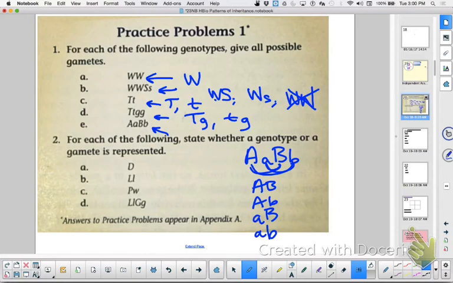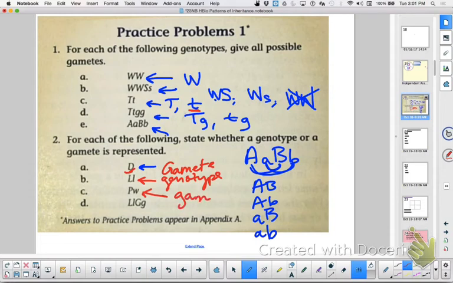Now, is this a gamete or a genotype? Because there's only one thing, just like this, T. This right here, you have a big L and a little L, so that's a genotype, a homologous pair. Big T, little t would be a genotype. Just a big T would be a gamete. What's this one right here? Gamete, because you have one P and one type of W. If I had big P, big T, let's say big W, little W, then that would be a genotype. What's this? Genotype. Boom shakalaka.